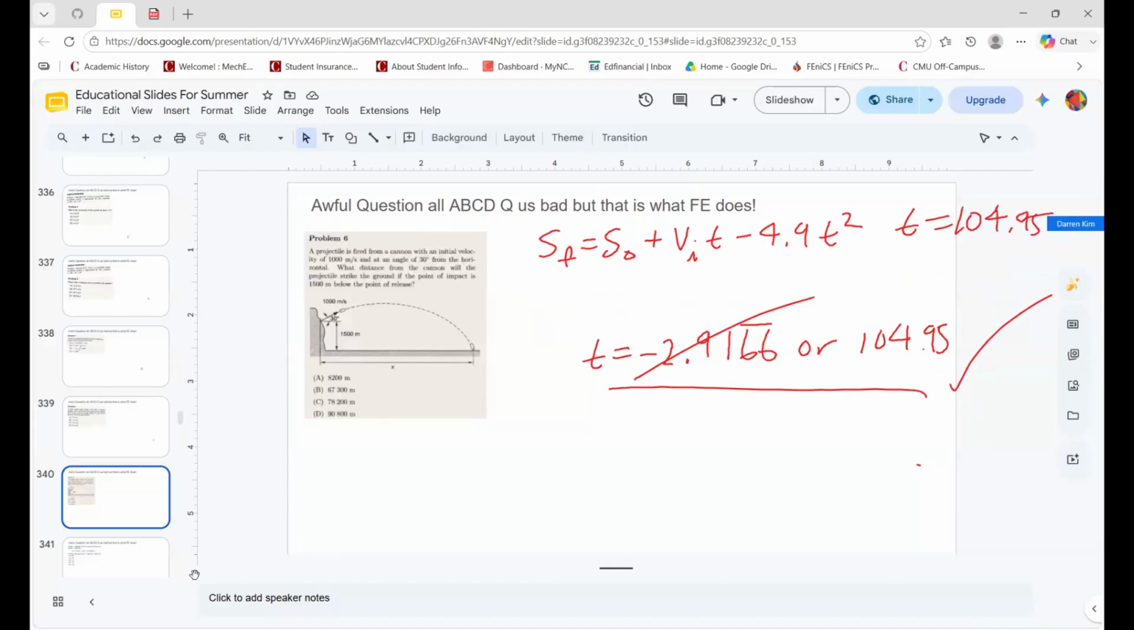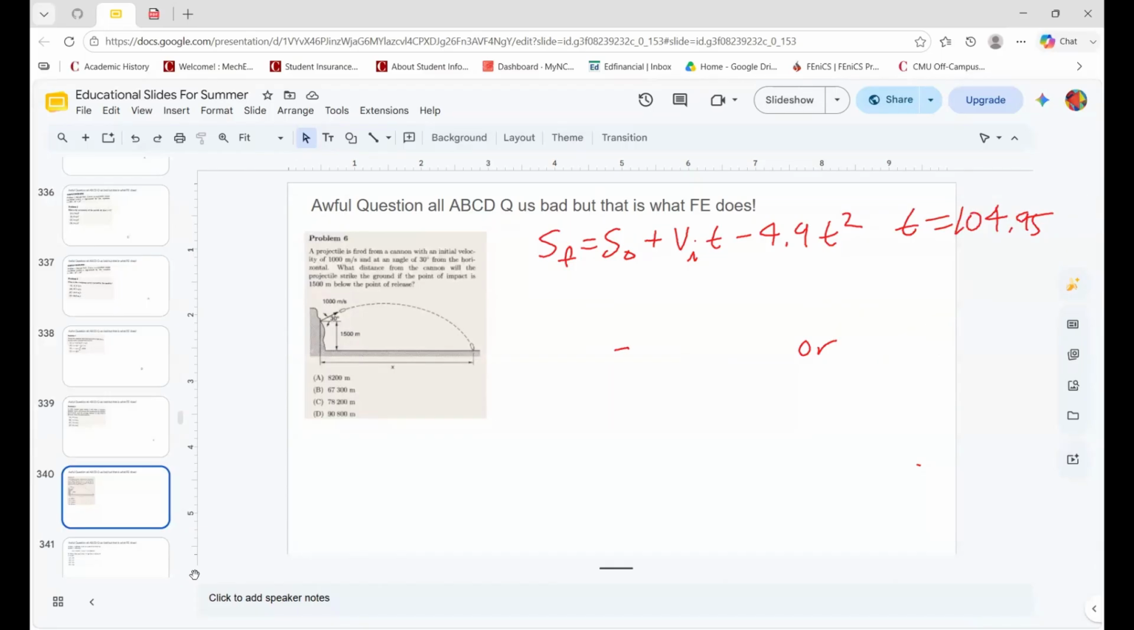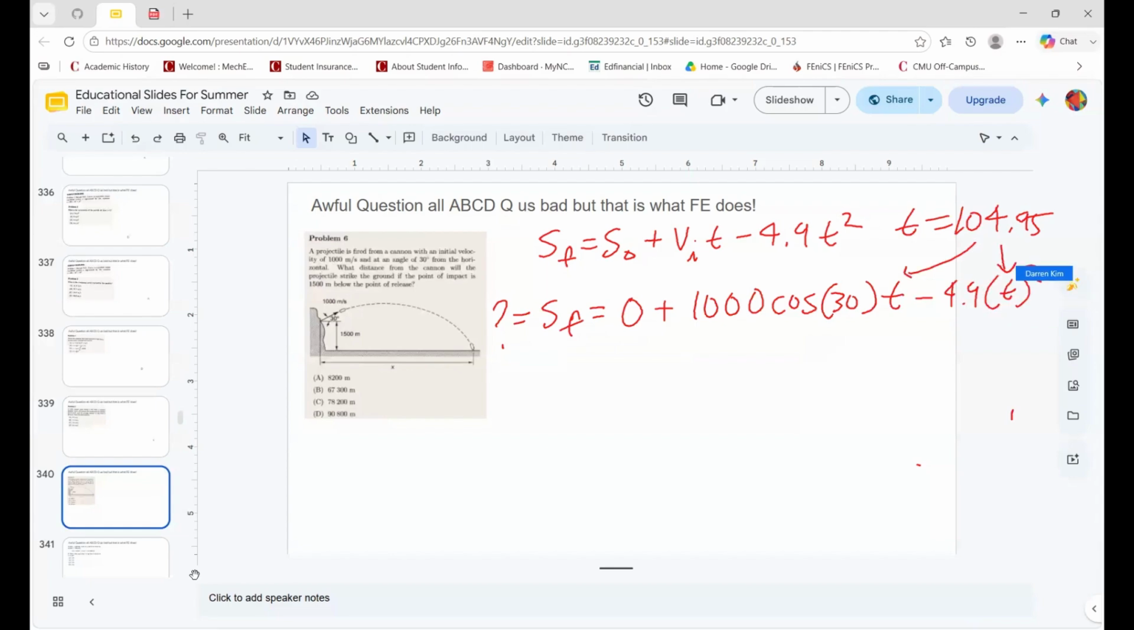So we can erase all this. And then we can do the same thing again, but the final is unknown. This is a question mark, and that's actually going to give you the answer. And then we have 0 for this one. We have 1000 cosine 30 t, which is this, minus 4.9 parentheses t squared, which is this.